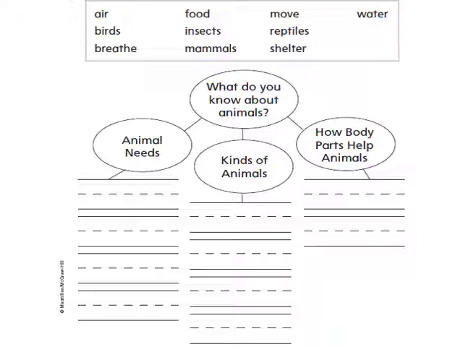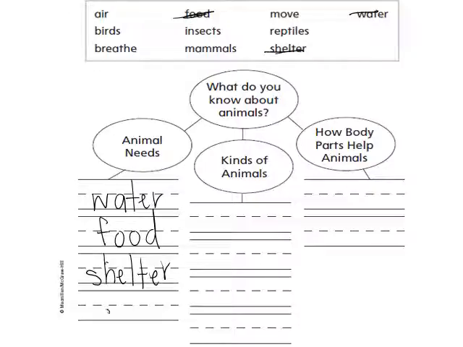Here in my main topic, it asks me, what do you know about animals? What I need to do is fill each bubble. So the first bubble says animal needs. What do animals need? Ibrahim? Water. What is another thing? Zahra Sabra? Food. Hussein Ftune? Shelter. So let me go ahead and cross those out here. And finally, Mahdi? Air. Excellent.